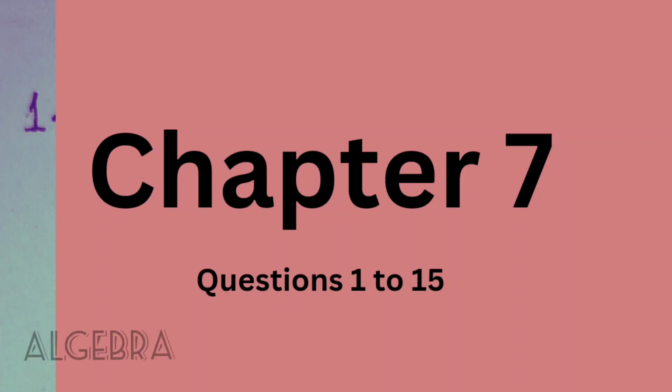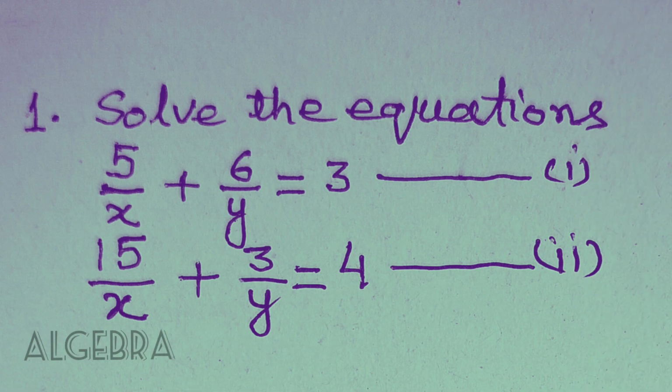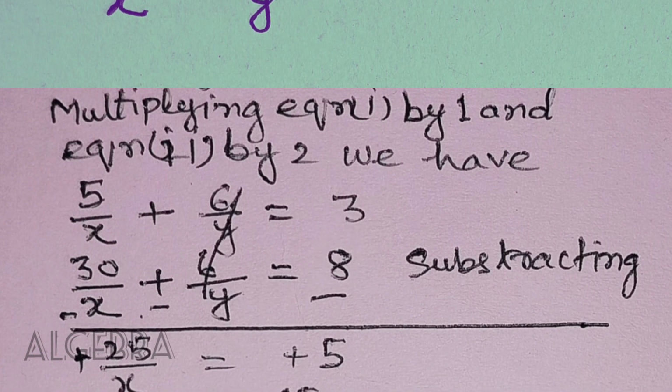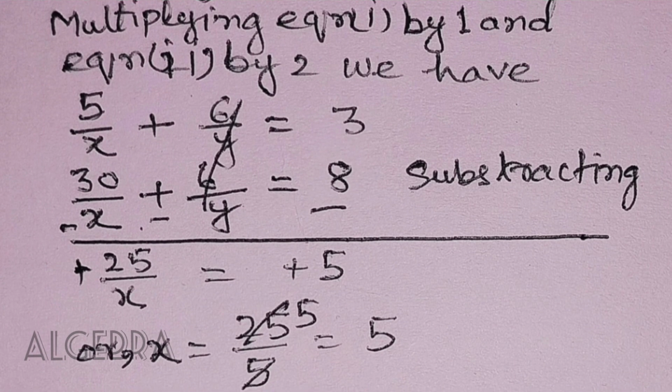Chapter 7. 1. Solve the equations. 5/x + 6/y = 3 (Equation 1), 15/x + 3/y = 4 (Equation 2). Multiplying equation 1 by 1 and equation 2 by 2, we have 5/x + 6/y = 3 and 30/x + 6/y = 8.